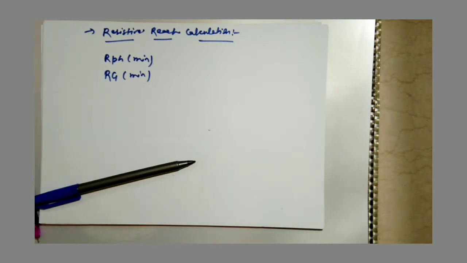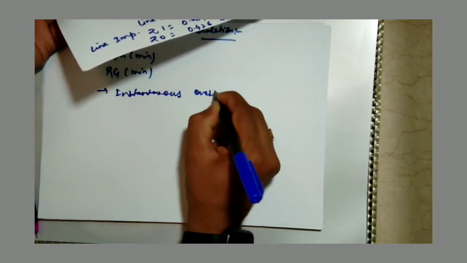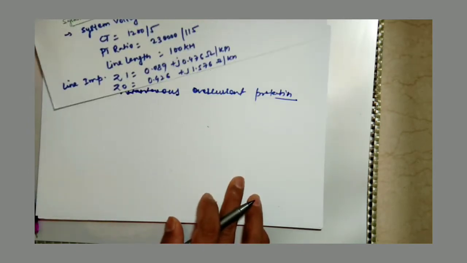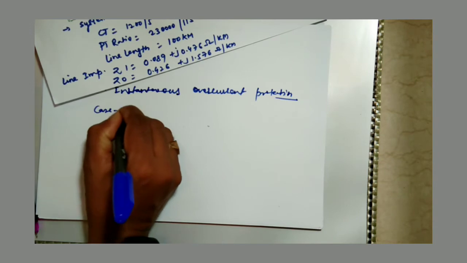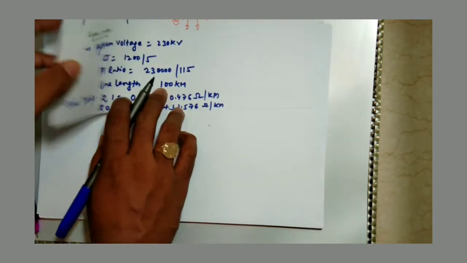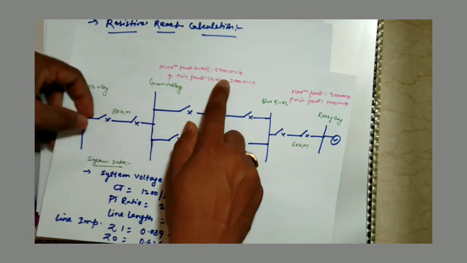So now we have to calculate the instantaneous overcurrent protection. So instantaneous overcurrent protection we have to provide. In case 1, we have seen here, in the green value, you can see the maximum fault is 5000 MVA.